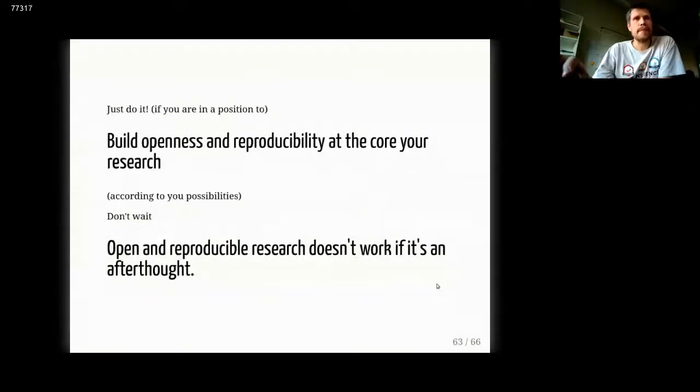A couple of conclusions. If you're in a position to do it, go ahead. Build openness and reproducibility at the very core of your research, again, according to your possibilities. And don't wait, because being open and reproducible isn't something that works as an afterthought. It's important to think in advance about what you want to be able to achieve in terms of openness and reproducibility, and how this can improve the quality of your research. Think ahead if possible, and then try, depending on the opportunities you have, to implement it.